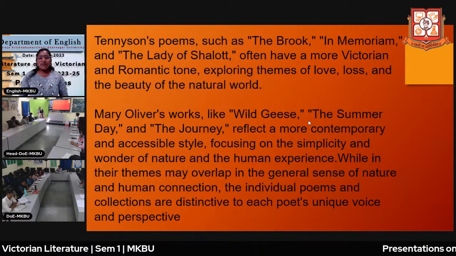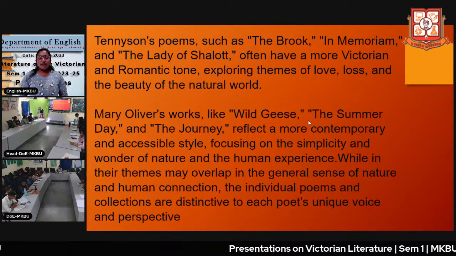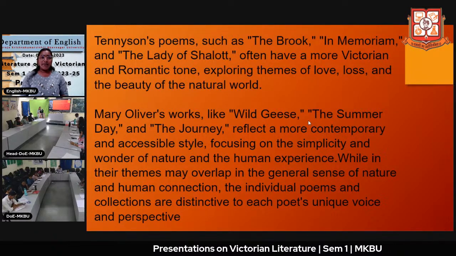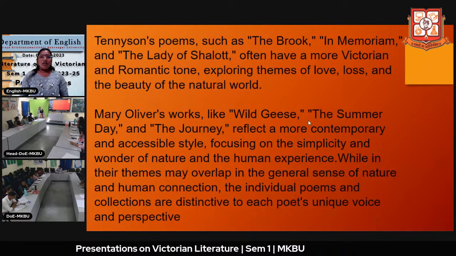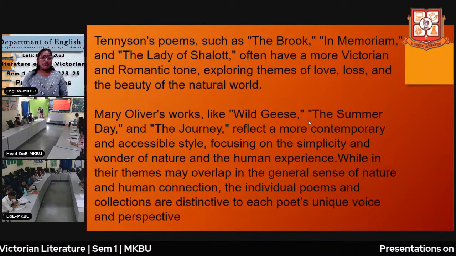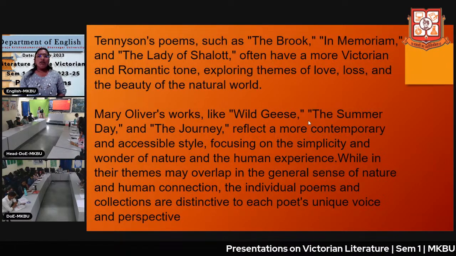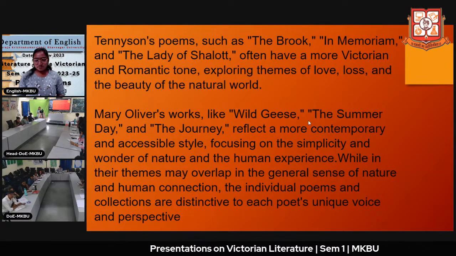Their style and themes are quite different, but they both made a significant contribution to the poetry of nature.